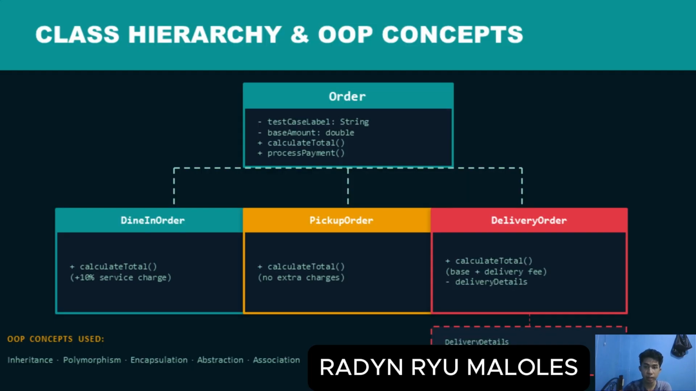Looking at our hierarchy, you can see how we structured this. We have a main order base class which branches out into dine-in order, pickup order, and delivery order. The delivery order also links to the separate delivery details class to handle distance and rate.